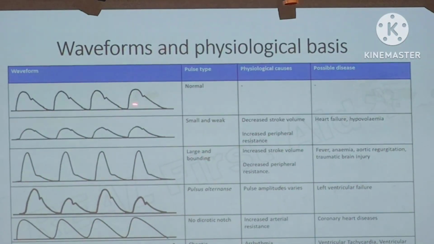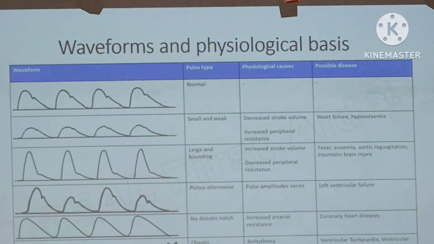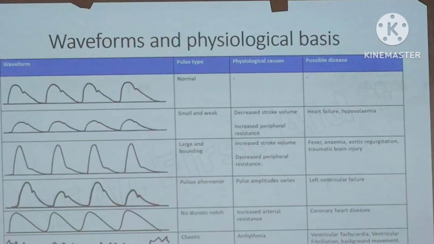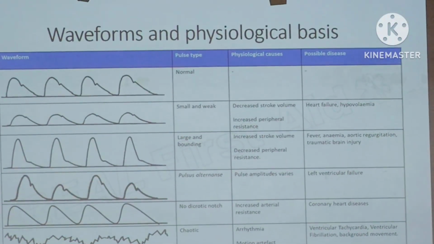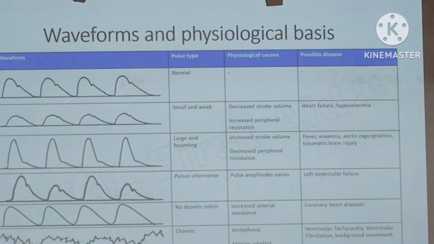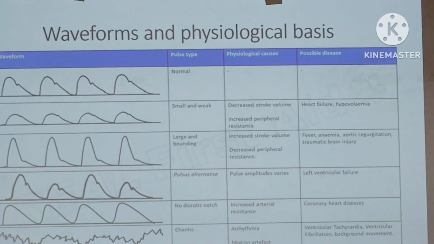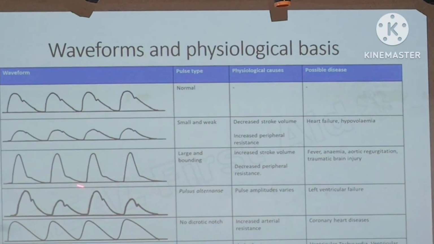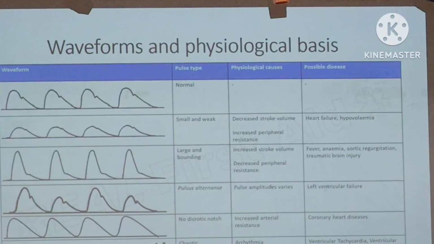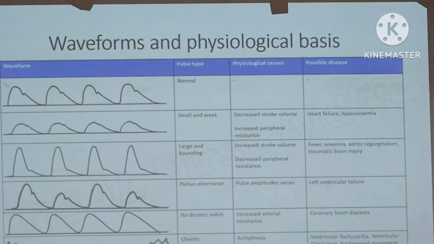This is a normal waveform. If the waveform is a little bit damped, what can it be? Either the stroke volume is less, or the heart is not able to push enough blood into the systemic or arterial circulation. So this can be damped. In such cases, use either inotropes for heart failure, or give blood, crystalloids, or any kind of fluids. If it is large and bounding, it means stroke volume is high. It can be in cases of fever, anemia, AR, traumatic brain injury.